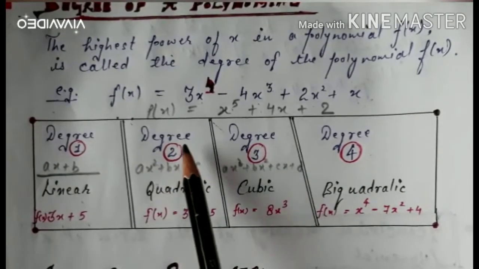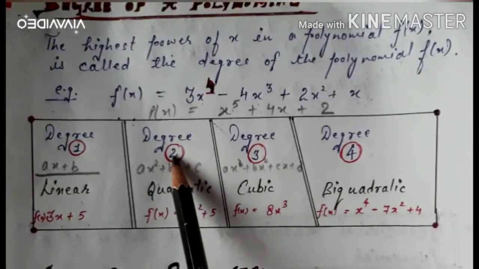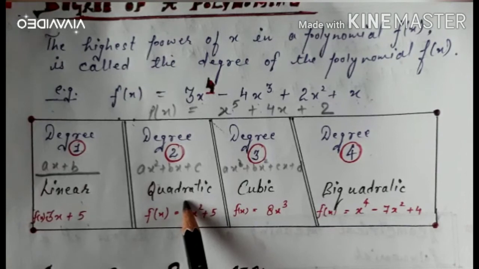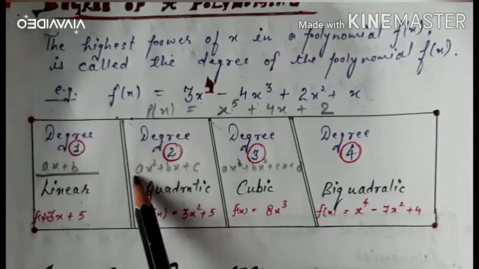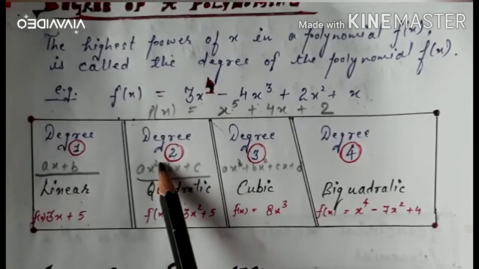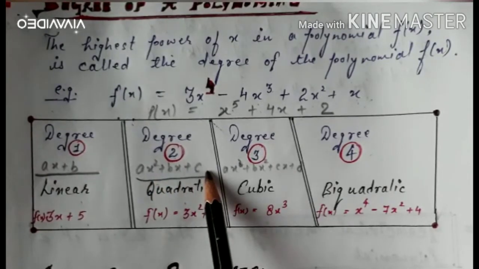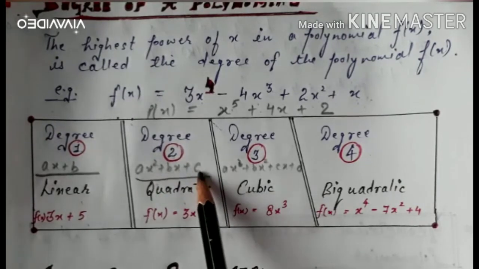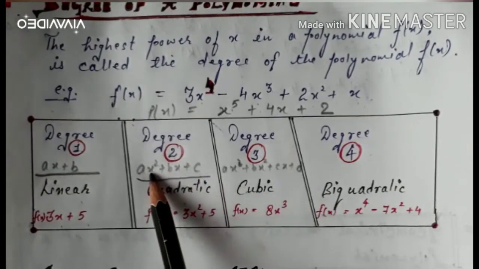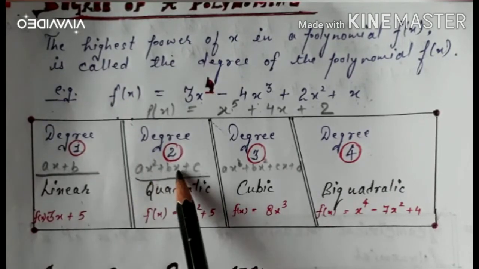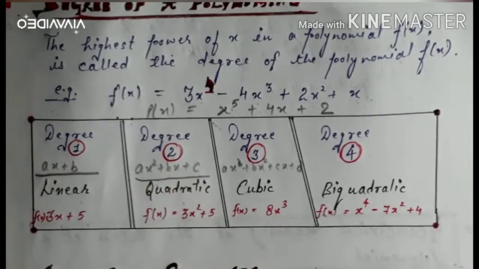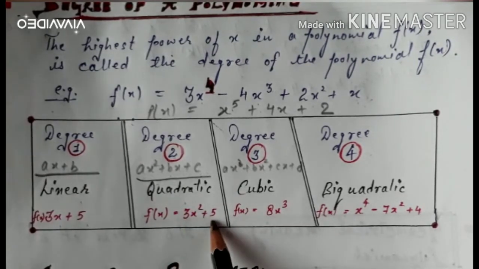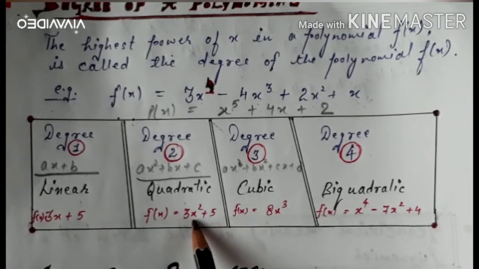Now, if the degree of a polynomial is 2, what will we call it? It is a quadratic polynomial, and its generalized form is ax square plus bx plus c, where a, b, c are coefficients and c is the constant. The coefficient of x square is a, and the coefficient of x is b. An example is 3x square plus 5. Why is it quadratic? Because the highest degree is 2.